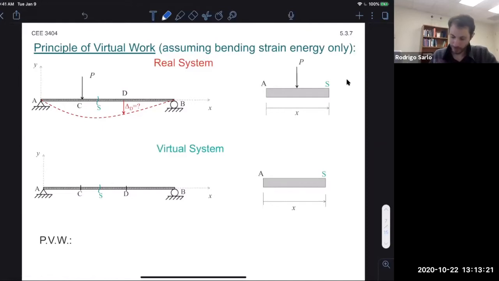So I'm giving you a very simple real system here. We have simply supported beam. We're applying a load P at the point C. We'd like to know what the downward deflection is, delta D, at point D, okay? It's always good to draw the deflected shape so you have a kind of a general idea of what you're looking for, okay? So we're looking for D, delta D.